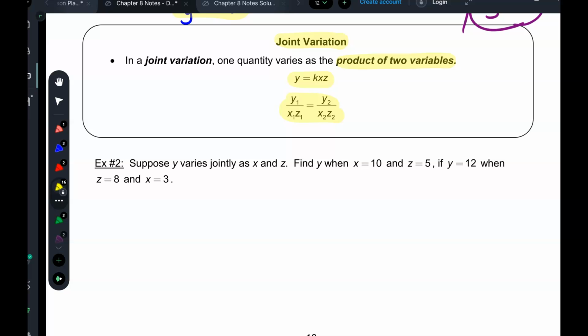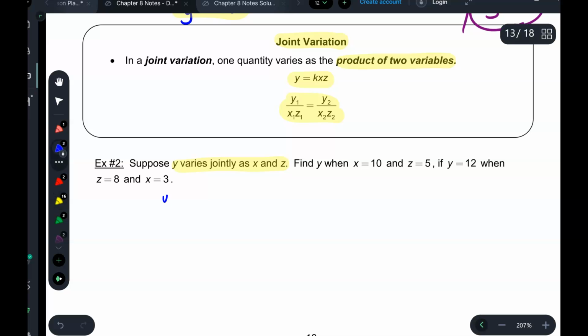Okay. Let's try the next one. Suppose Y varies jointly as X and Z. What does that mean? That means Y equals KXZ. So I'll show you again. We'll do the 2 different methods. On the homework, you pick whichever one you want.